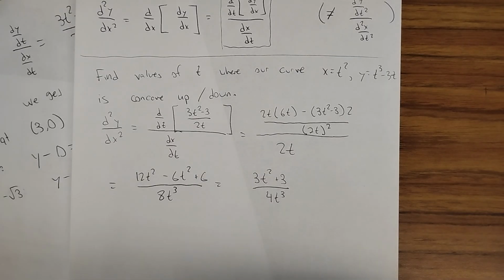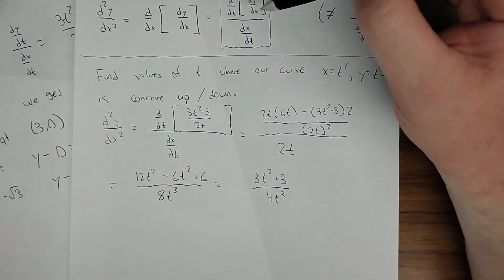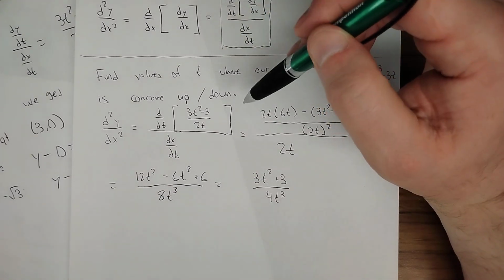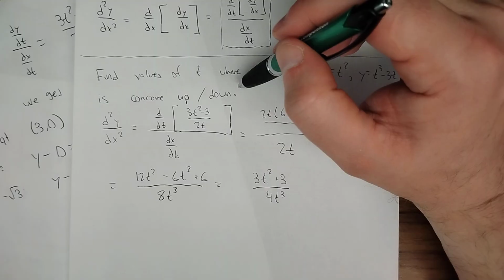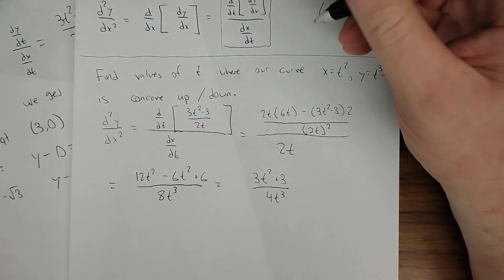Okay, so that was mostly what I wanted to show you. That's how I do the second derivative of y with respect to x. But let's answer the question. The question is where this curve is concave up or concave down, which just amounts to saying when is this positive and when is it negative.